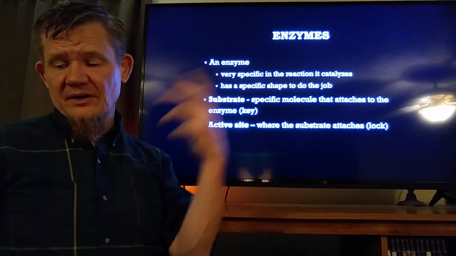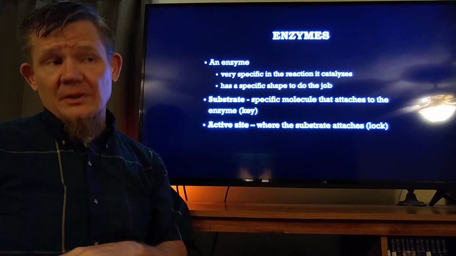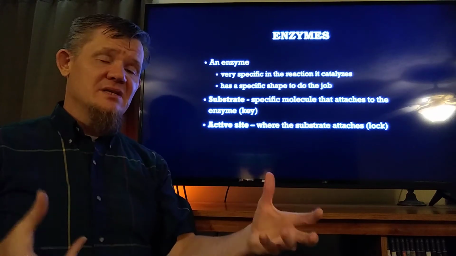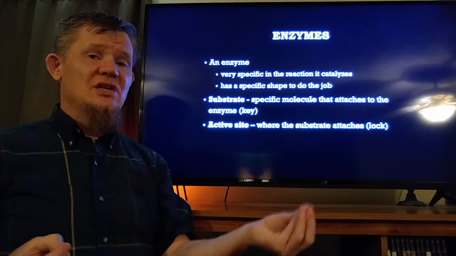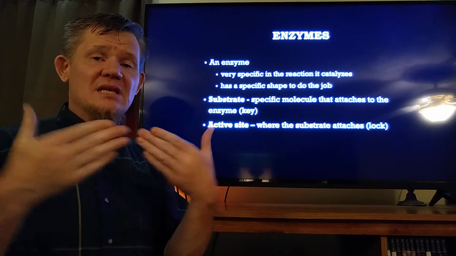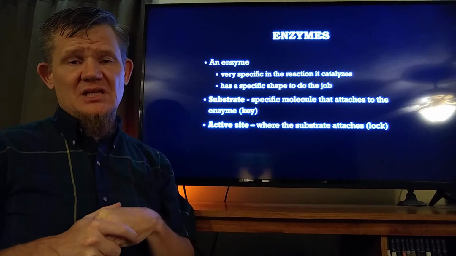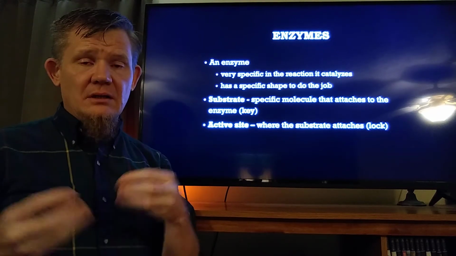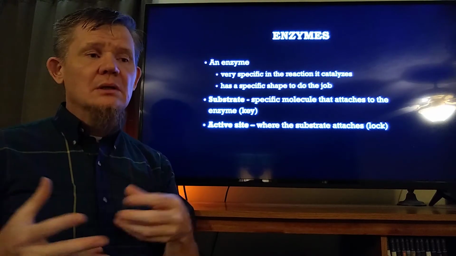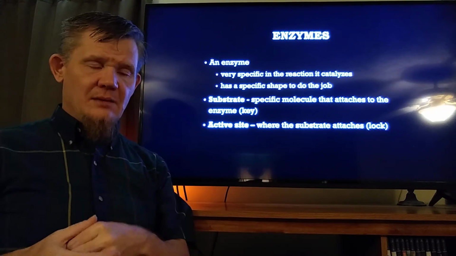As we said, it has a very specific shape to do its job. Just like a lock has a very specific shape, a key has a very specific shape, and only by matching the two of them together can the job be accomplished. When the substrate attaches to the enzyme, that's when the tool can do its job. The enzyme can do its job.